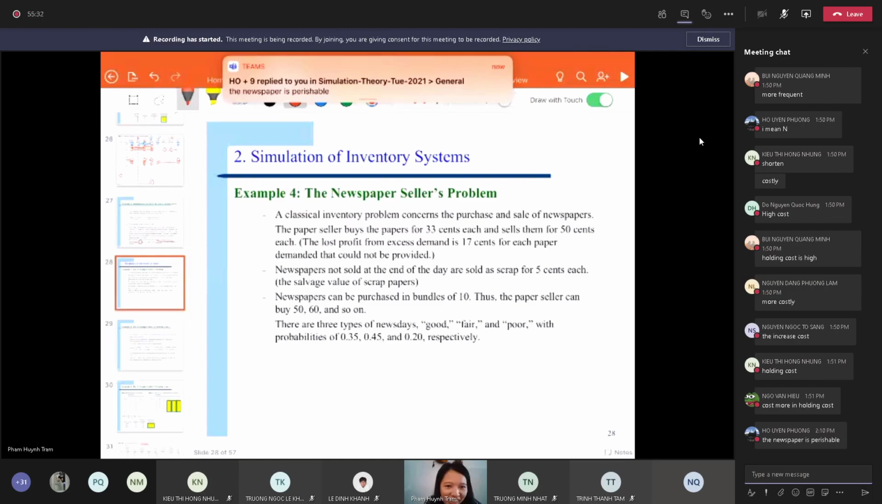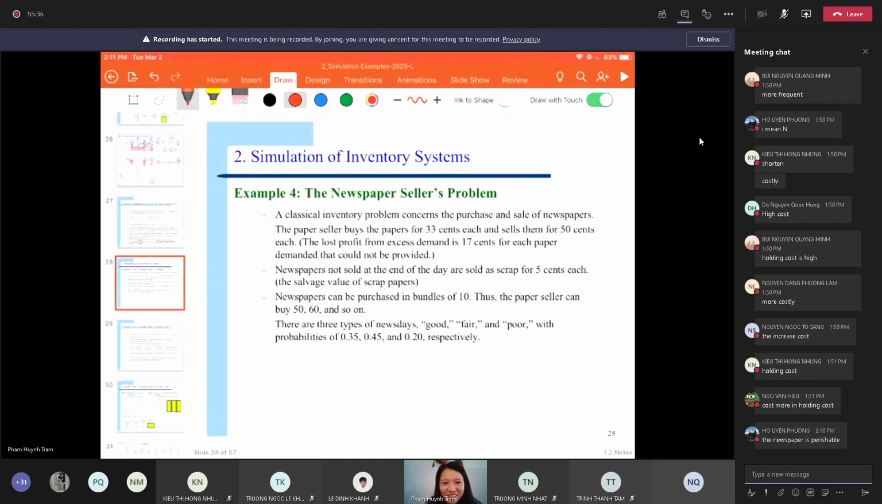What is the characteristic of newspaper? The newspaper is perishable, that's right. So you can compare the newspaper with perishable product. It means that after a certain period, you cannot sell it anymore.